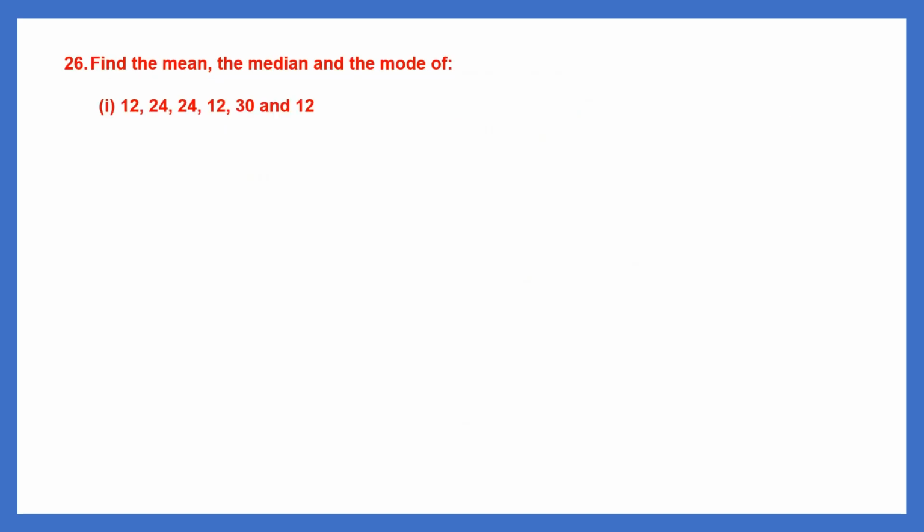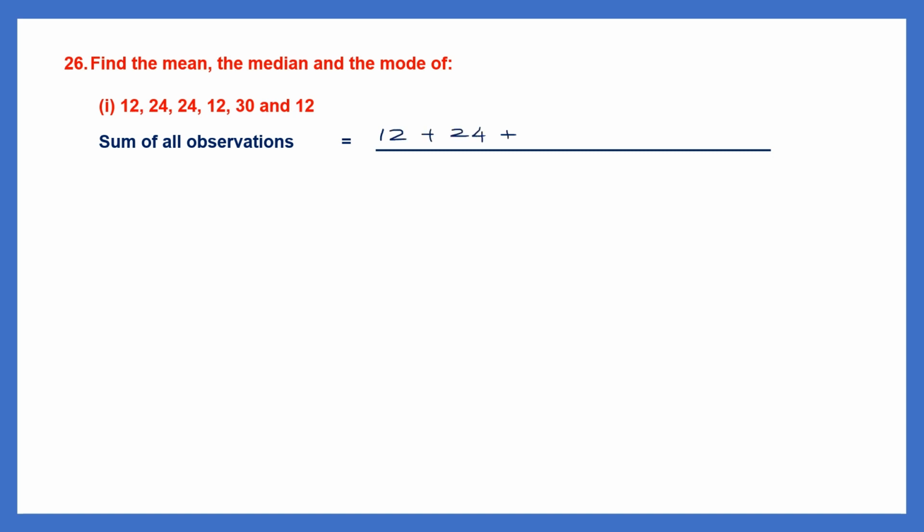Question 26. Find the mean, the median and the mode of the first question given here. So remember, the mean is the average of these numbers and we need to follow certain steps. So let's follow that and begin. So first step is the sum of all the observations. So add up all these: 12 plus 24 plus 24 again plus 12 plus 30 plus 12. So let's add up all these and find the sum. And the sum is 114.